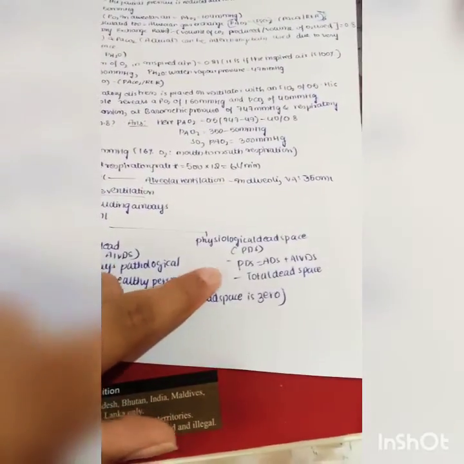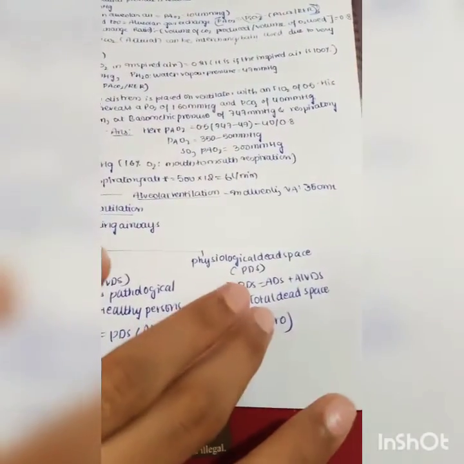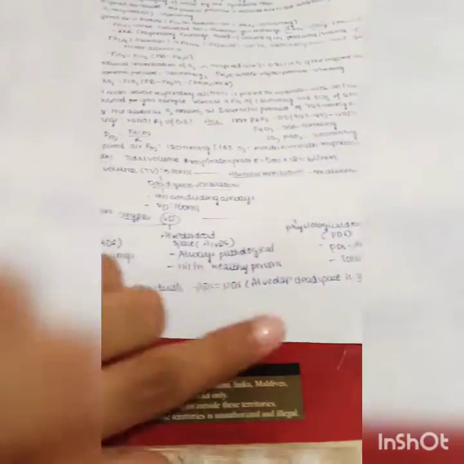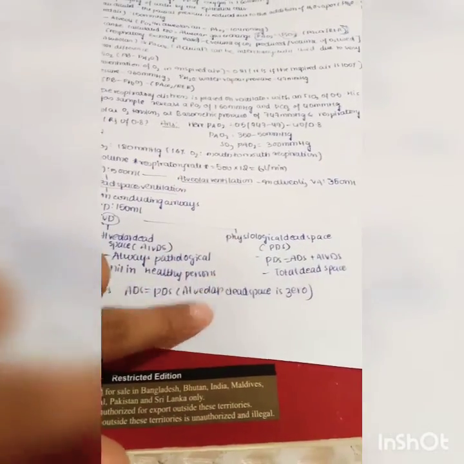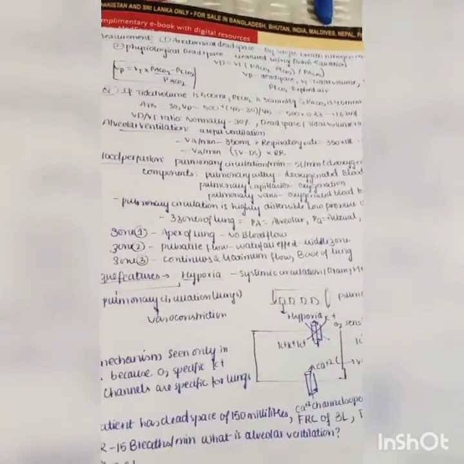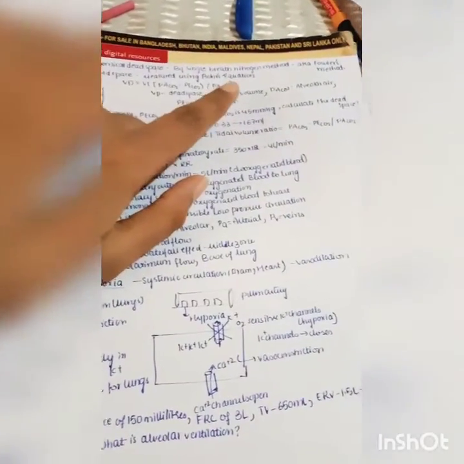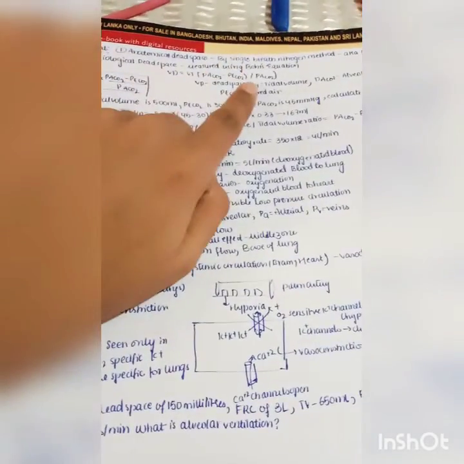Physiological dead space is equal to anatomical dead space plus alveolar dead space, so it gives the total dead space. So always remember, in healthy individuals anatomical dead space is equal to physiological dead space, that is, alveolar dead space is 0 when there is no pathology in a healthy person. Next we'll see the measurement of anatomical dead space by the single breath nitrogen method. It is also called Fowler's method.